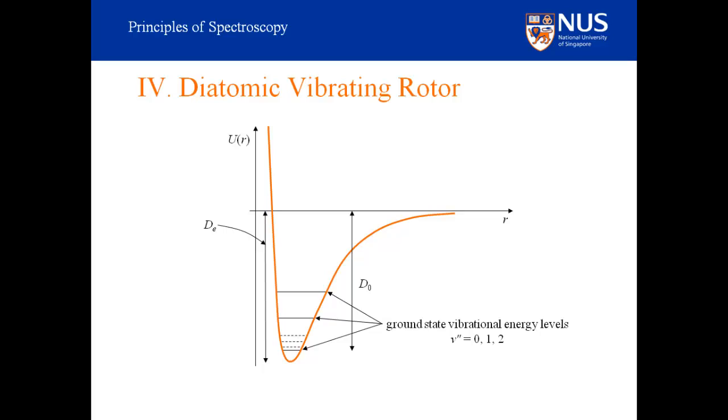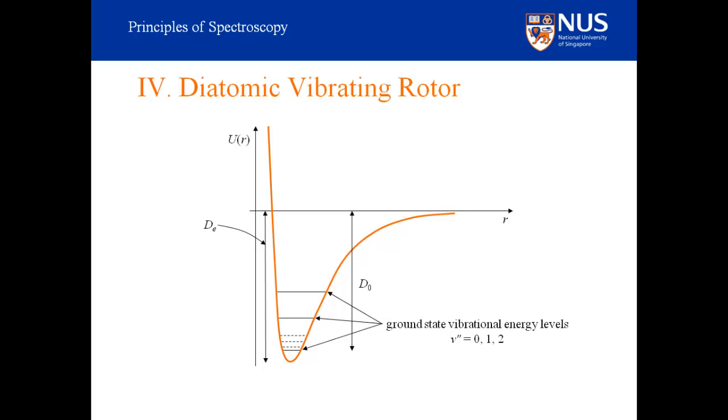Here I've drawn some further energy levels towards the bottom of the potential energy well. These levels have the same amount of vibrational energy. They are all defined by the quantum number V equals 0. But they have different rotational energies. They have different values of J.